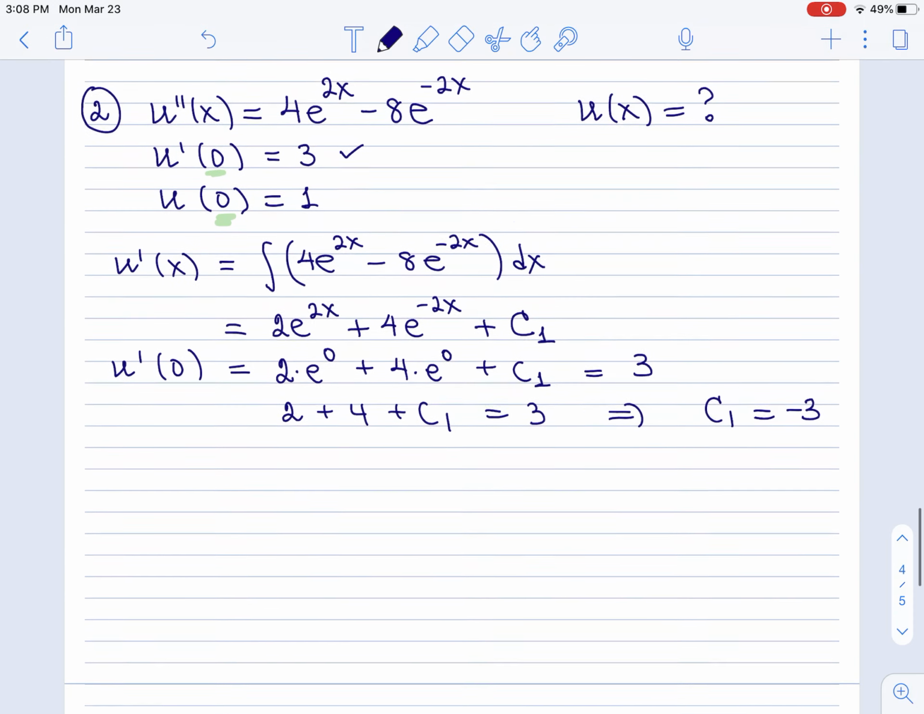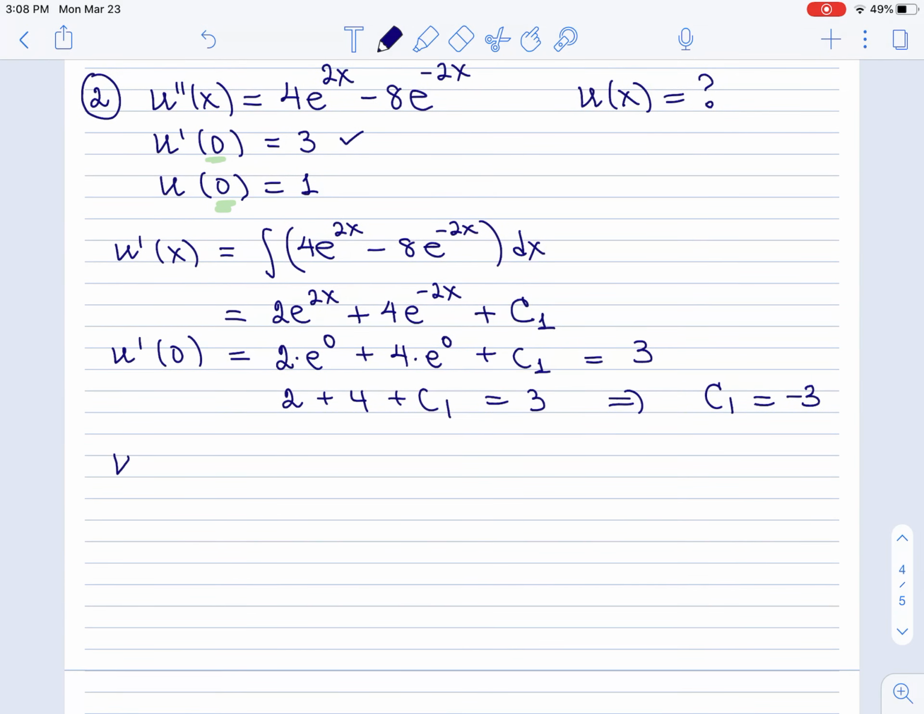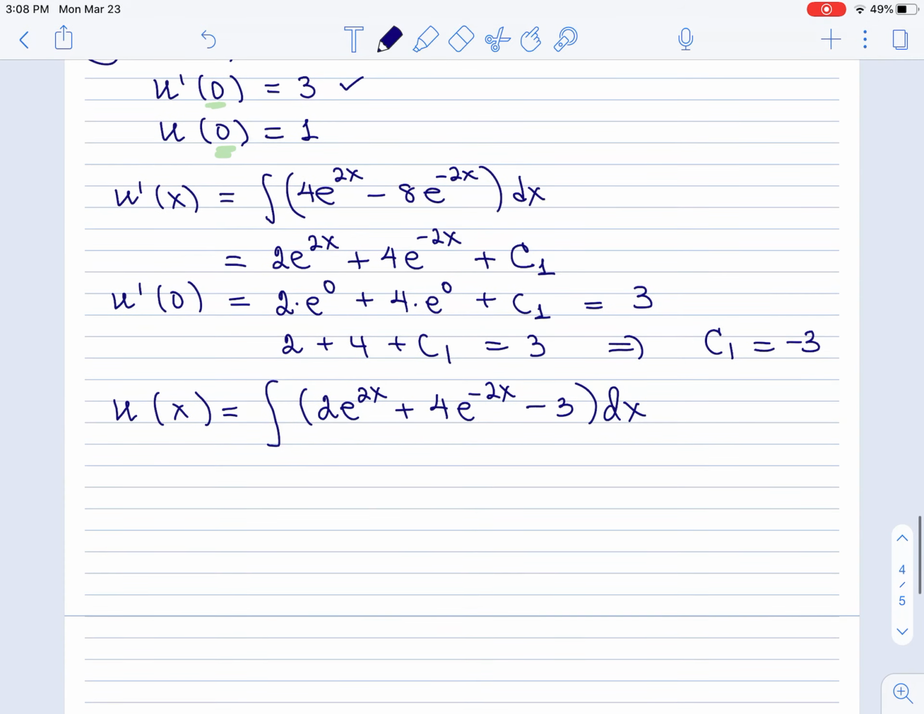We're still not quite done. We need to find the actual function. So u of x is the integral of 2e to the 2x plus 4e to the negative 2x, and now we know what our constant is, it's negative 3. This is straightforward to integrate. This would be e to the 2x minus 2e to the negative 2x minus 3x plus c2.